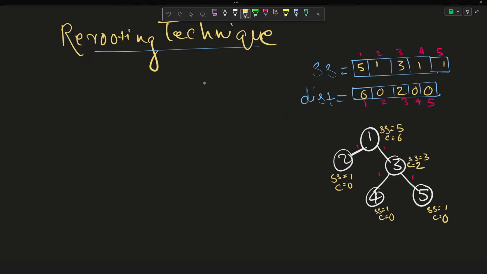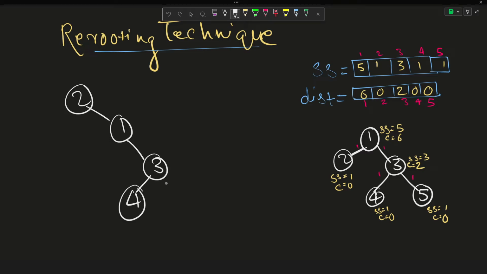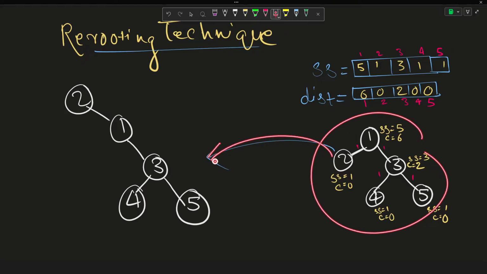And now I want to recalculate. Since I want to calculate it for 2 now, I want to treat 2 as the root vertex, and I want to start a DFS call from 2 instead of 1. So when 2 is treated as the root, the tree will look something like this. So 2 is the root now, and 1 is its child, and 3 is too, and the subtree of 1 will remain as it is, right? So now I want to convert this tree into this tree.